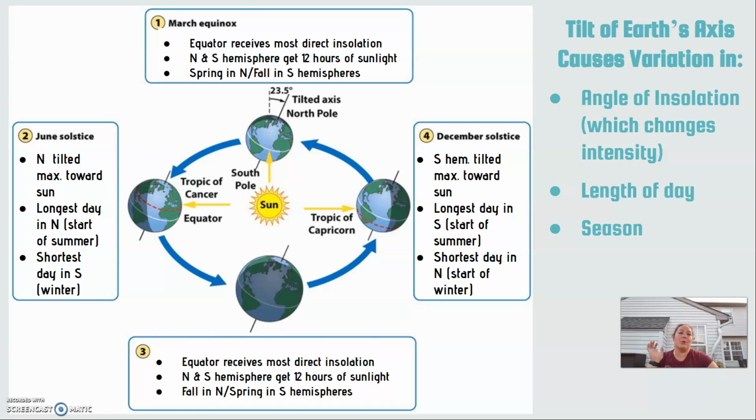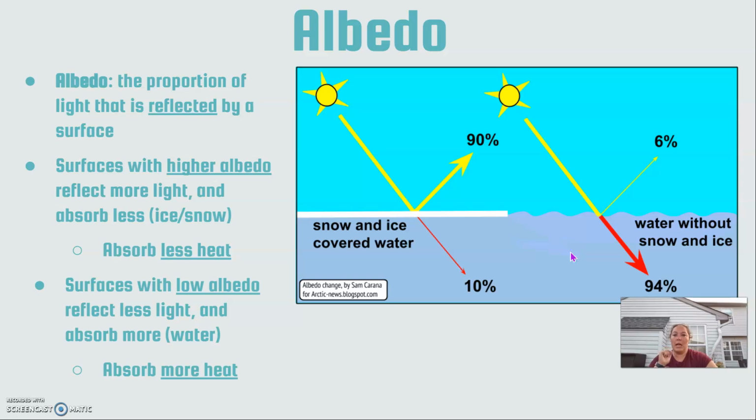And then finally, the December solstice: the southern hemisphere is tilted toward the sun, which is the longest day or the start of summer in the southern hemisphere, and the shortest day or the start of winter in the northern hemisphere. I'm struggling with the words today.